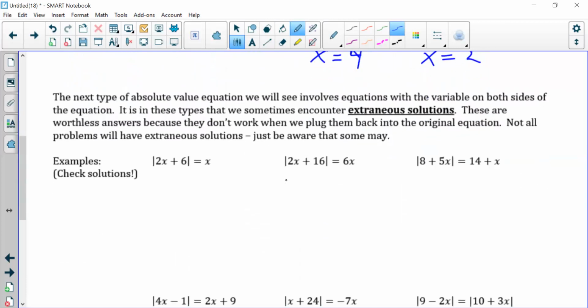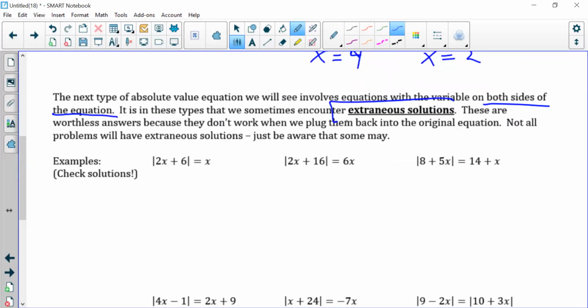Final type of stuff here. The next type of absolute value equations we'll see involves equations with a variable on both sides of the equation. And it is in these types that we sometimes encounter extraneous solutions. These are worthless answers because they don't work when we plug them back into the original equation. Not all problems will have extraneous solutions, just be aware that some may.